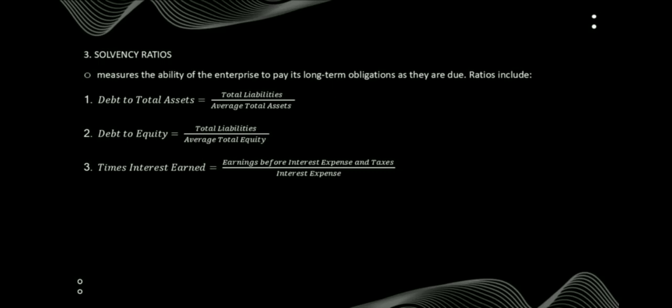A high ratio of 0.5 or 50% means more than half of the company's assets are financed by creditors and could be very risky if the company struggles to pay debts. A low ratio suggests the company relies more on its own equity than on borrowed funds. In the case of Brew Daily Cafe, 40% of their total assets are financed by creditors, while the remaining 60% came from the owner's investment or their earnings.